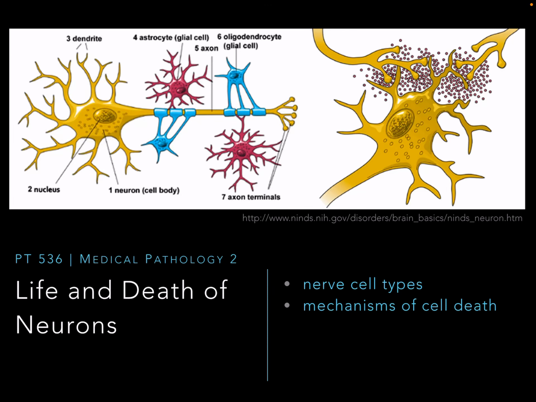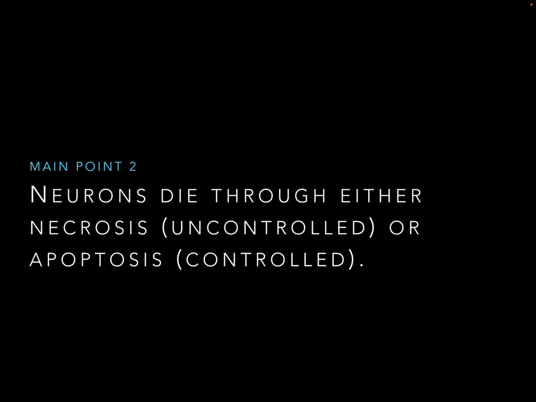This is the second part of our introductory lecture. In this video, we'll go through the mechanisms of cell death, of which there are really two types. We have either uncontrolled cell death, which we call necrosis, and we have controlled cell death, which is apoptosis.